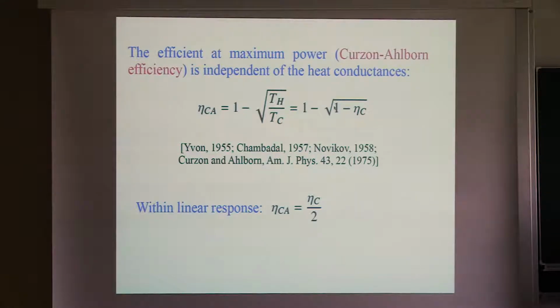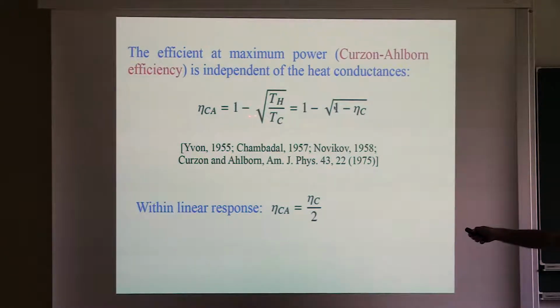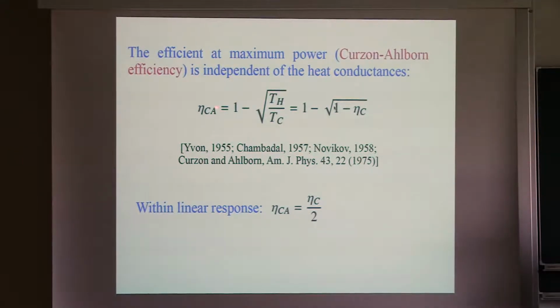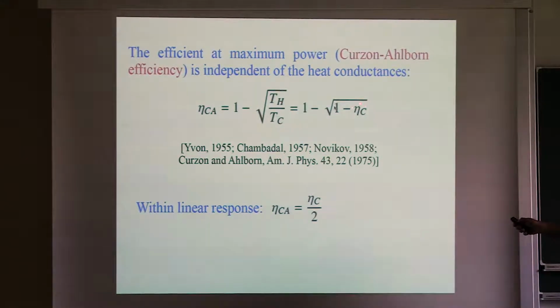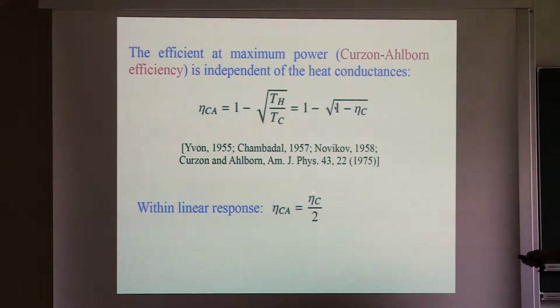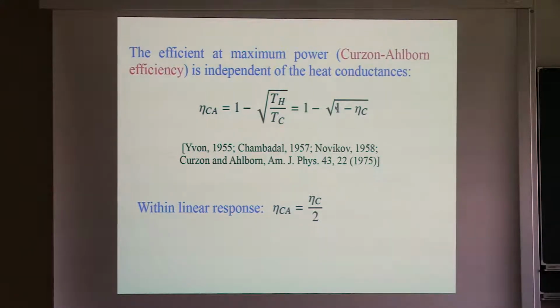But what is interesting is that when you look at the efficiency at maximum power, you get a result which is independent of heat conductances, because it depends only on the square root of the ratio between cold and hot temperatures. This result, in the paper by Curzon and Ahlborn, is usually called Curzon-Ahlborn efficiency. It turns out that this result was already known in the 50s in the engineering literature. If you take the linear response limit, small Carnot efficiency, you get eta_C over 2.